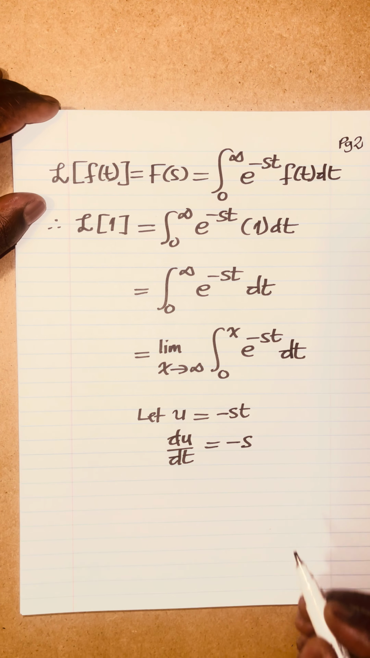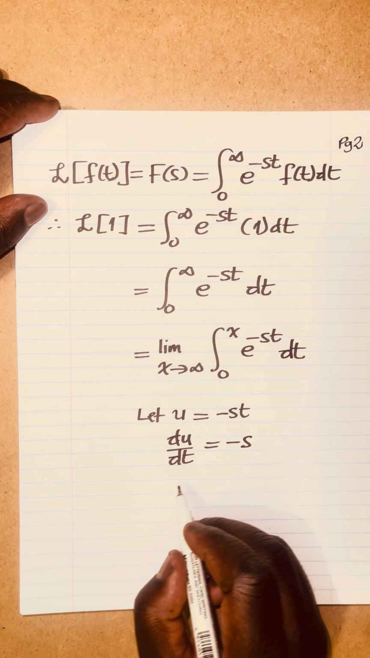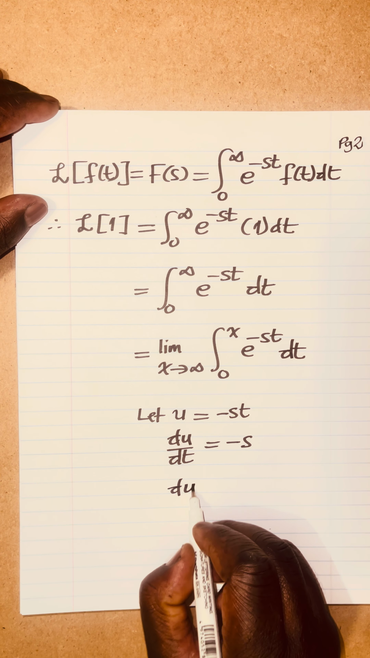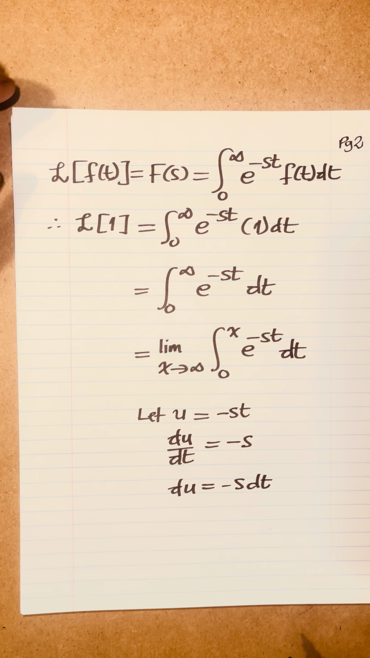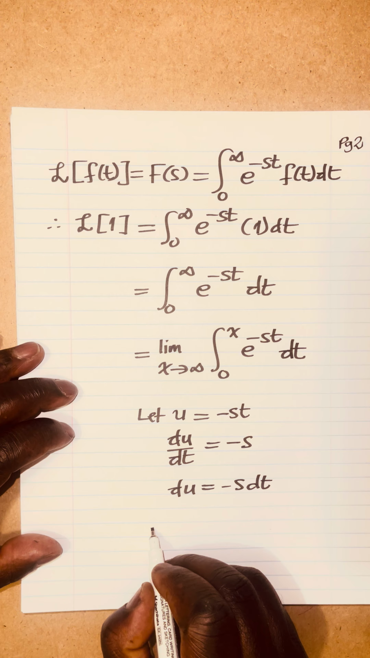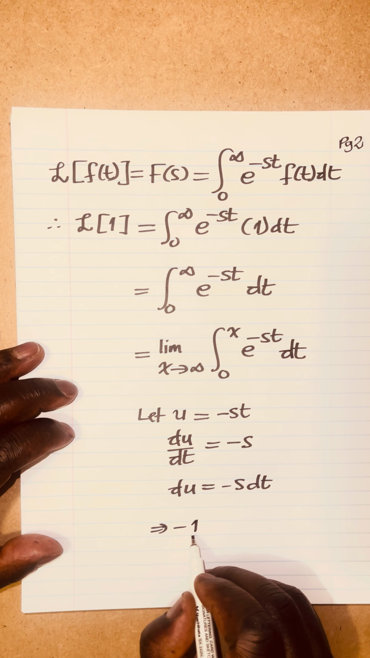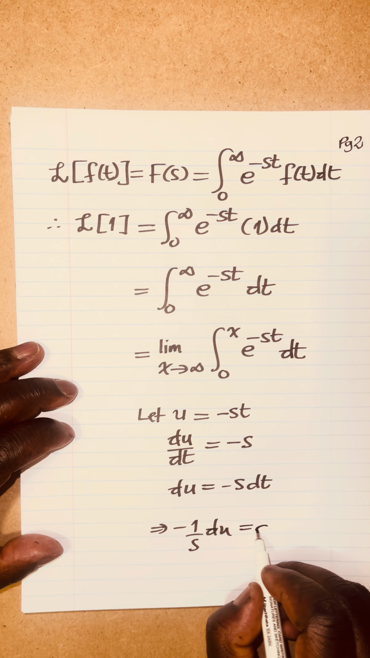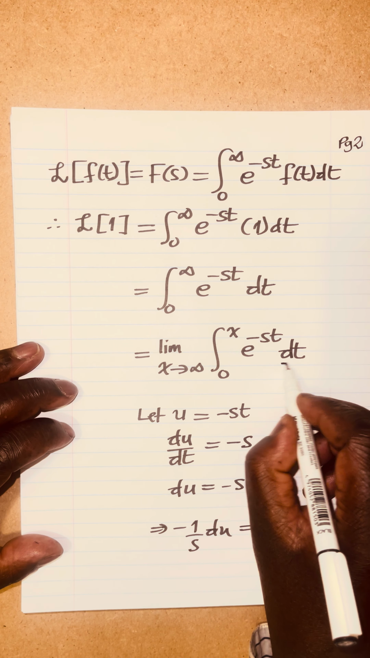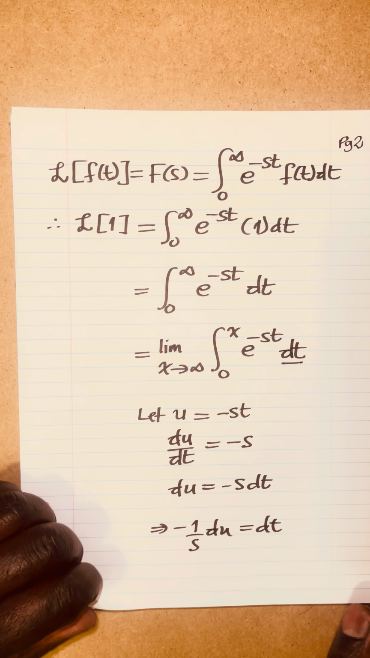1 times minus s is minus s. Multiply by dt both sides, you're going to get du is equal to minus s dt. Divide by minus s both sides, you're going to get minus 1 over s du is equal to dt. Why is this important? Because we have dt over here. Let me take this to page 3.